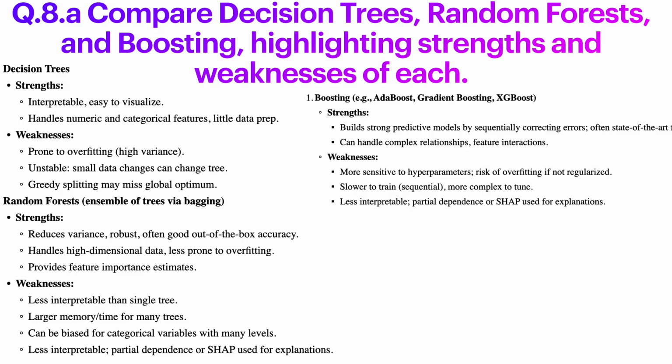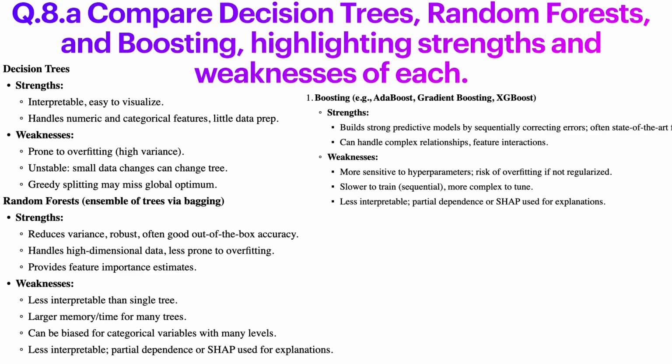Because suppose model A has made mistake A, the next model will train itself based on that mistake, so that it will not happen to me. So it risks overfitting. It is slower to train and more complex, since the models train one by one. It is less interpretable; partial dependence or SHAP is used for explanations. So this is the strength and weakness of each of these.